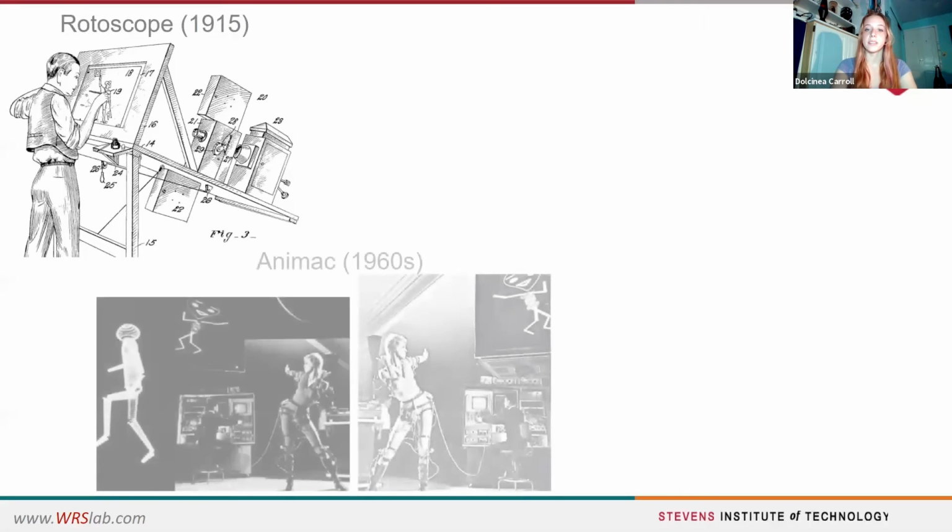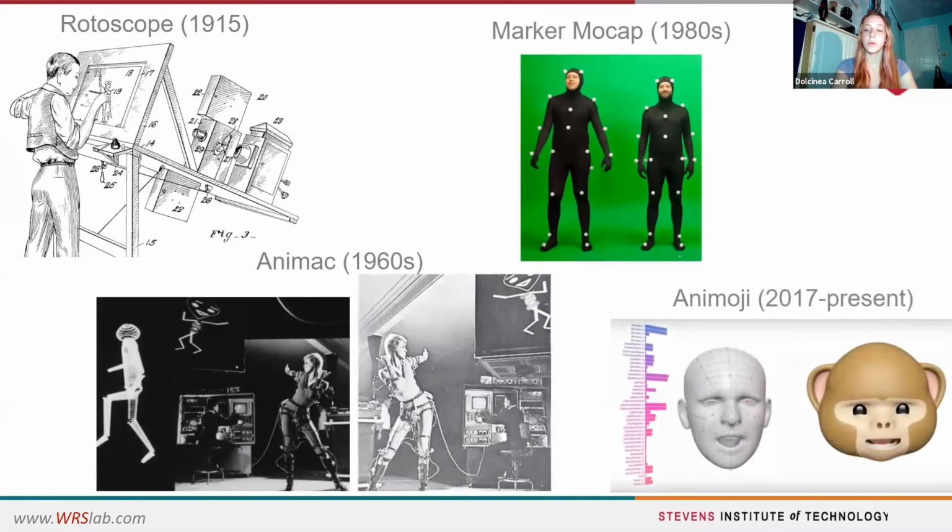The first instance of motion capture technology was the rotoscope in 1915. Rotoscoping involved filming an actor and then projecting that performance onto a transparent surface and tracing the movements frame by frame. This creates lifelike motion like what is seen in Snow White and the Seven Dwarfs.